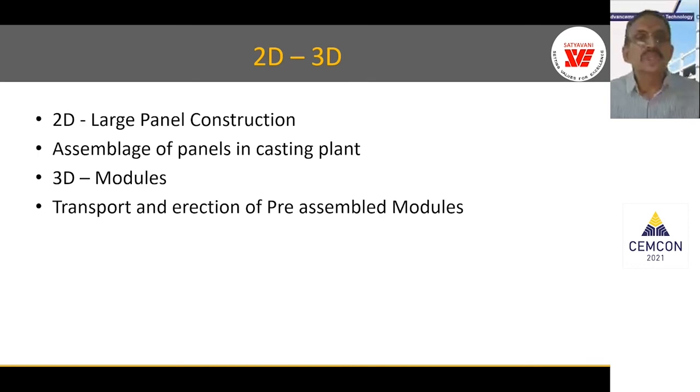Next is 2D to 3D. That means we cast 2D large construction. The assembling of the unit is done in the plant itself, and we transport the 3D house. This is already happening in India. We have vendors in Bangalore, we have vendors in Coimbatore, and already some projects are completed from 2D to 3D method, and transport and erection of pre-assembled models.